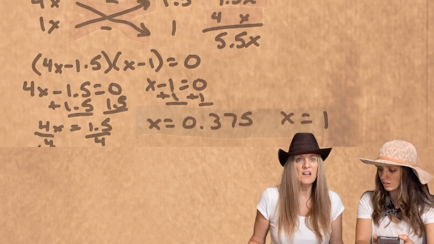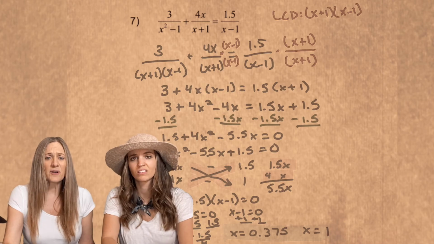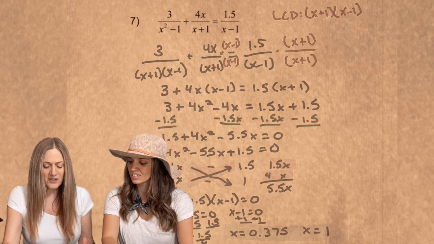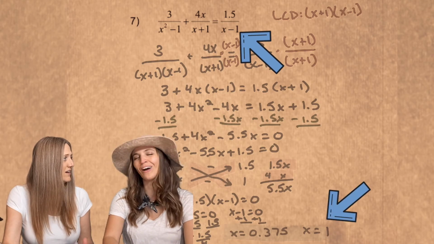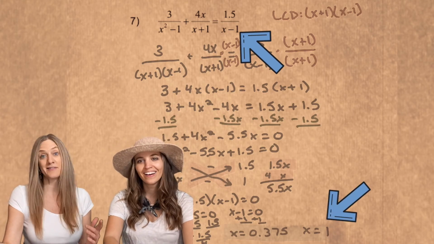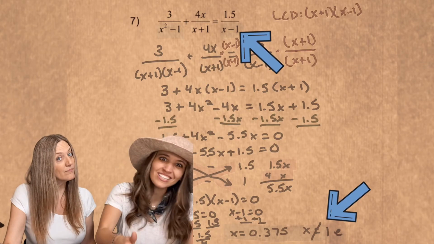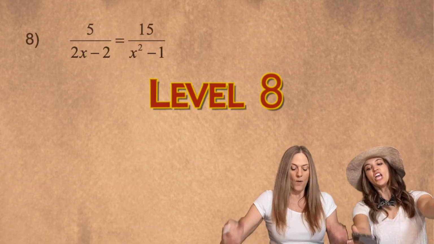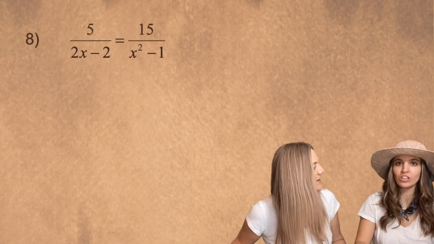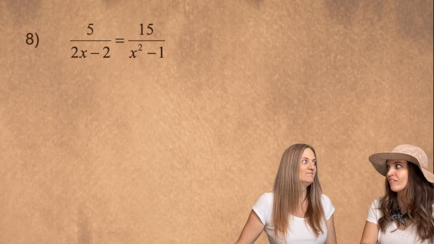What could be wrong? Oh, we have to check for extraneous. Look at that. Look at the denominator. Oh, we have an x minus 1, so x can't equal 1. Because thou shalt not divide by 0. Okay, I think we got it now. Yes! We made it through level 8. Only one more to go after that.